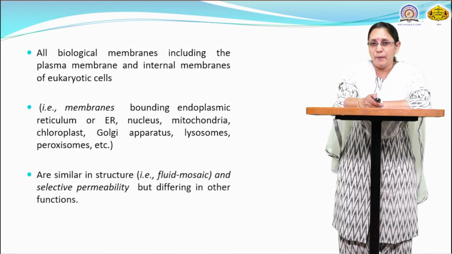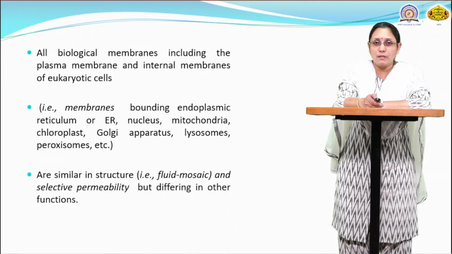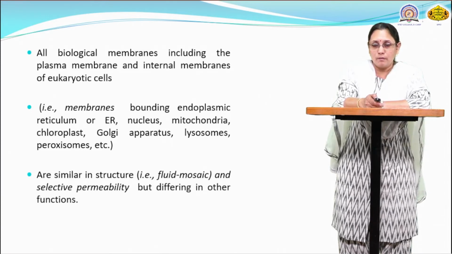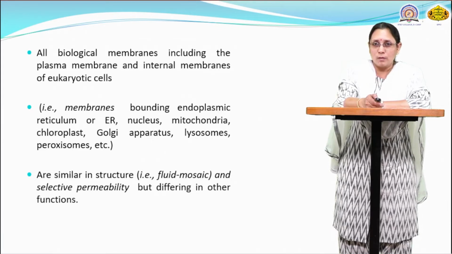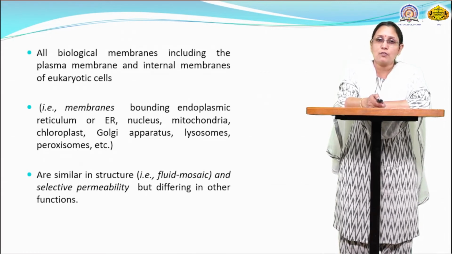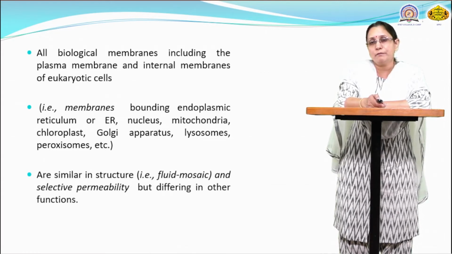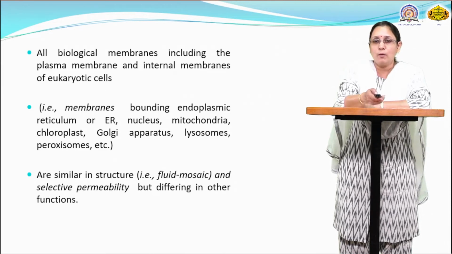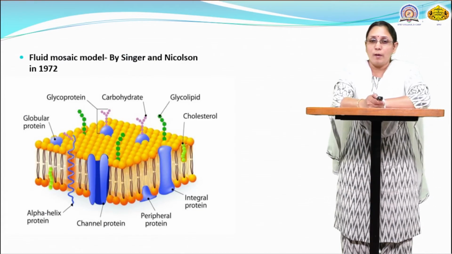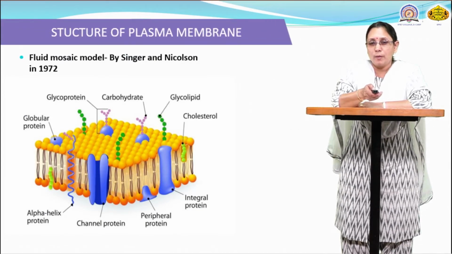Now if you want to compare the structure of plasma membrane which is present outside the cell and the structure and composition of the membrane present in the subcellular organelles, all these structures are almost the same. Only the concentration of a few biomolecules, such as carbohydrates, proteins and lipids, is different. Otherwise this membrane structure is the same in the plasma membrane of the cell as well as in the membrane bound subcellular organelles. Now we are going to talk about the structure of this plasma membrane.